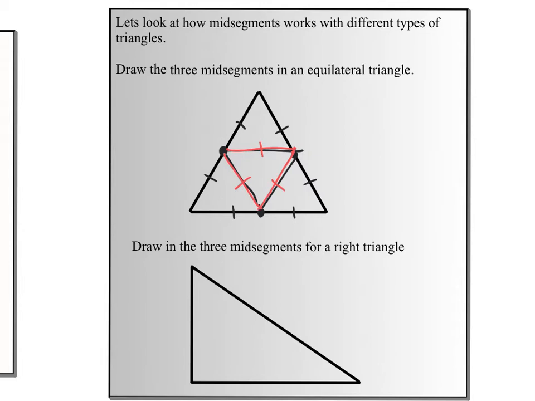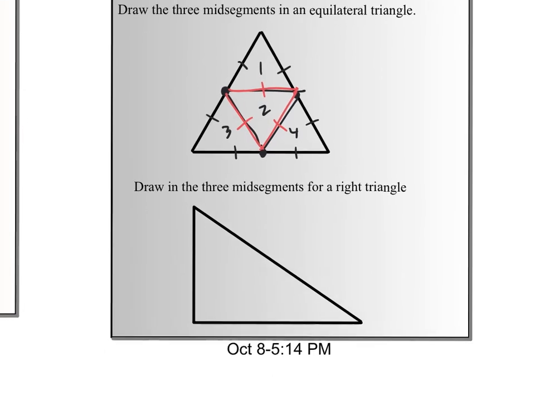And it's kind of cool. You can see that each of these equilateral triangles, I'll name them 1, 2, 3, and 4, they're each 1/4 of the area of the original, but 1/2 of the perimeter of the original. It's kind of cool. All right, let's look at an example of a right triangle.